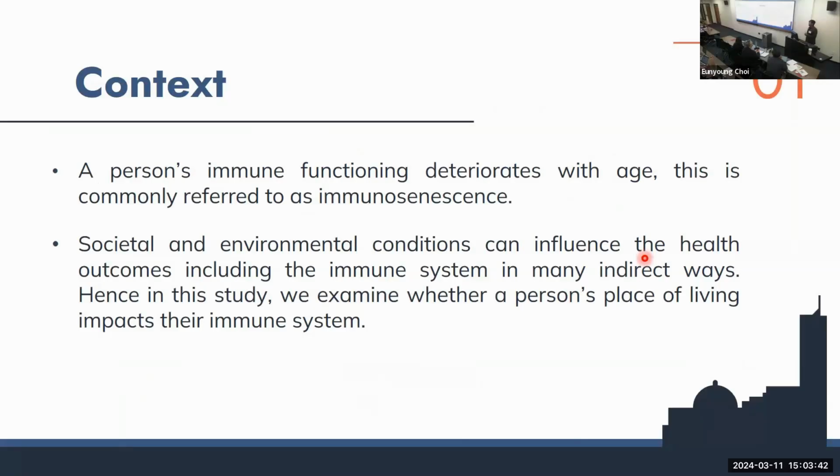We all know that there are health and mortality differences with respect to the place where we live in the US. This could be due to many factors like society and environmental conditions that can indirectly affect our immune system. This leads to decline in the immune functioning, which is in turn associated with mortality and morbidity. So we are interested in seeing if there are any place-based differences in immunosenescence.